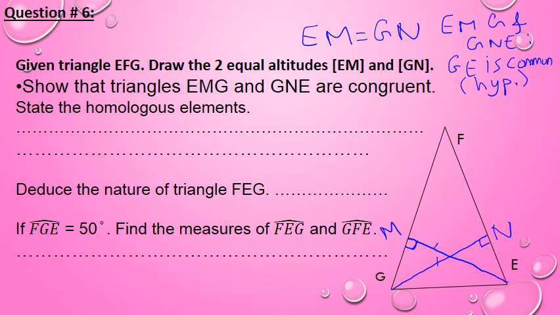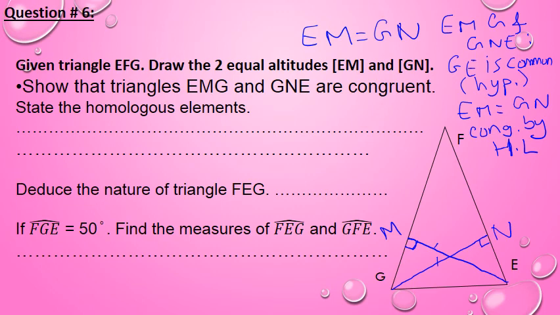What do you also have in these triangles, Selena? EM is equal to GN, which is given in the question. So these two triangles are congruent by what? HL. Congruent by HL. Now, because these two triangles are congruent by HL, we should state the homologous elements of these two triangles. Okay? Let's start with the sides.